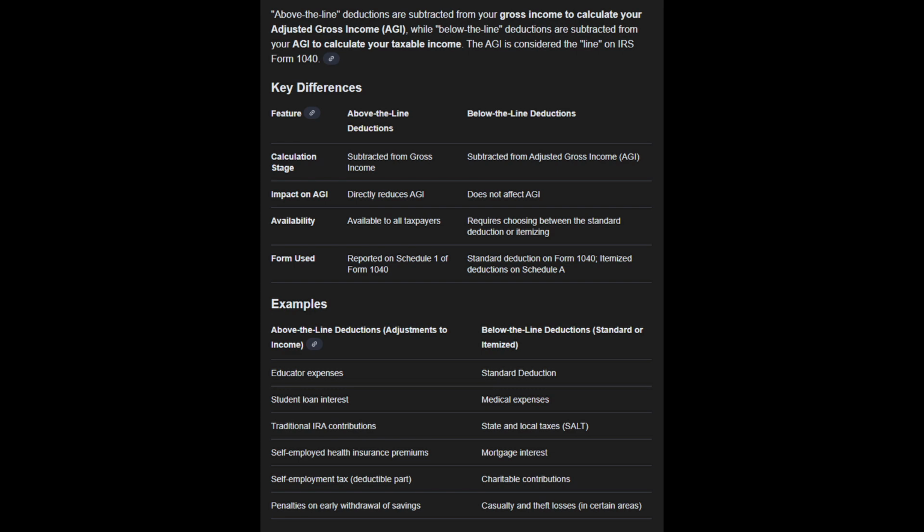Below-the-line deductions come after your AGI. At this stage, you choose one of two options. Either take the standard deduction, a fixed amount based on your filing status, or itemize your actual deductible expenses, whichever gives you the bigger tax benefit. You simply compare the two, take the higher amount, and subtract it from your AGI to get your taxable income. Examples for itemizing include mortgage interest, state and local taxes, and charitable donations.